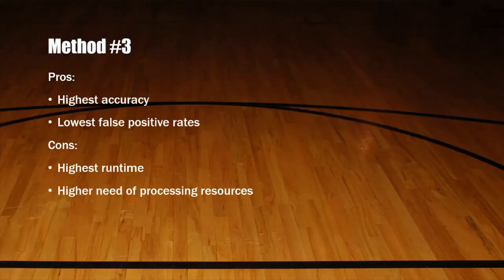So, the pros and cons of method 3. Method 3 is the best method out of all the three. It has the highest accuracy and the lowest false positive rates. The only cons are that it takes more time to process, as it involves background subtraction as well as SVM model prediction. So it takes more time than the other two and also needs more processing resources.